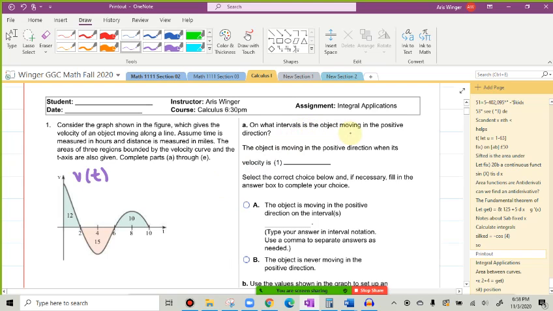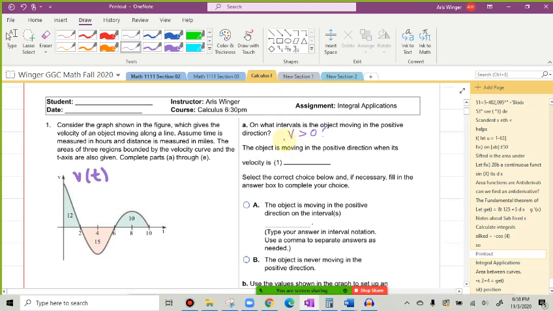On which interval is the object moving in the positive direction? And so this means, when is v positive? Let's be clear about the velocity versus the speed. The speed is, for instance, if I'm driving, I just look at the speedometer and it says 65 miles per hour. That's my speed. My velocity is 65 miles per hour north, right? So velocity is speed with a direction. In this case, the direction is given by the sign. If the velocity is positive, you're moving to the right or in the positive direction. If the velocity is negative, you're moving to the left or in the negative direction.